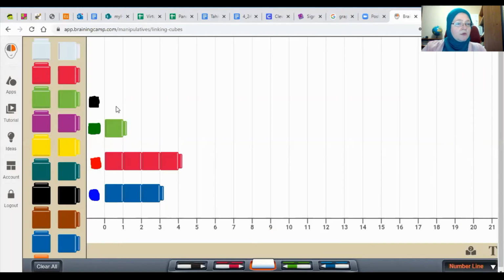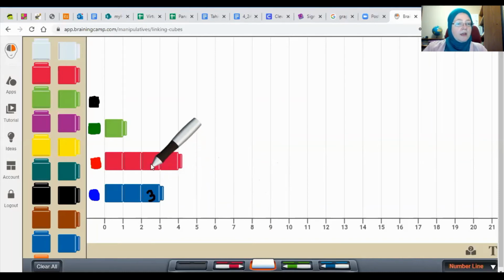How many blacks do I have? Uh-oh. 0. Take a look at my blue. Let's follow the number line and see where it stops. Now I'm going to track it down just like I would on a calendar. 1, 2, 3. I have 3 blue blocks.